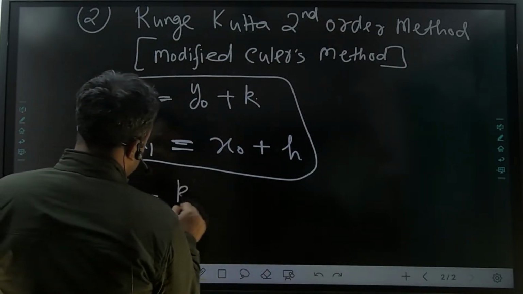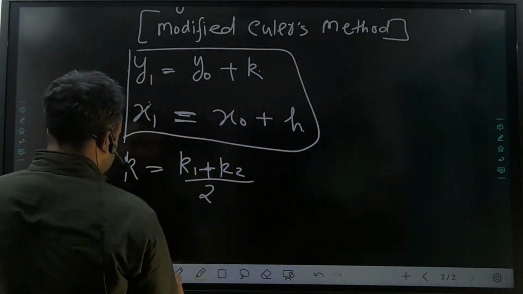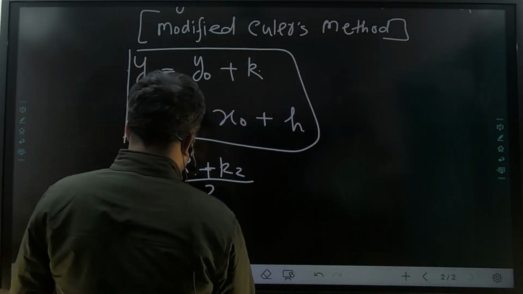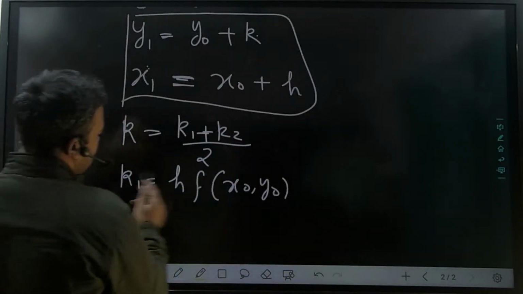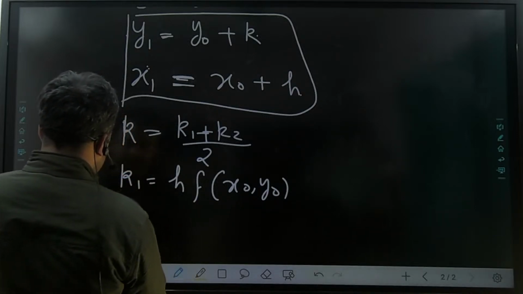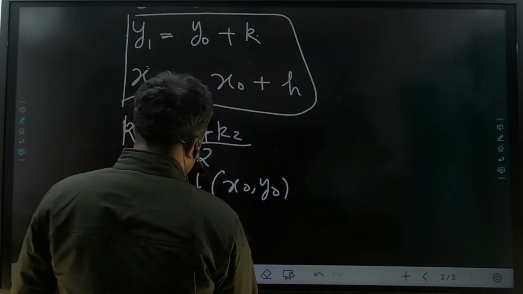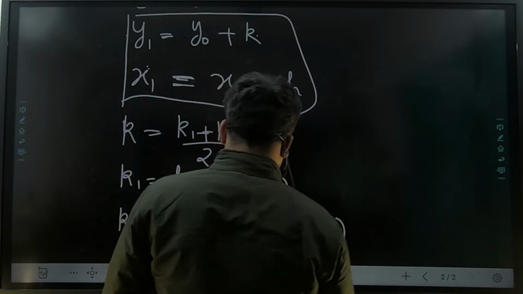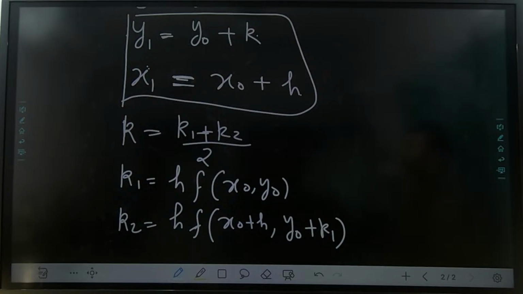k is nothing but k1 plus k2 divided by 2. And what is k1 for us? k1 is the step size h multiplied by the function value at x naught and y naught. x naught and y naught will be given to you. The function will also be given to you. You have to just evaluate this function at x naught, y naught. And then you have to evaluate k2. k2 is equal to the step size multiplied by the function value at x naught plus h and y naught plus k1. So once you find k1 and k2 like this, calculate k and put y naught plus k to calculate y1.